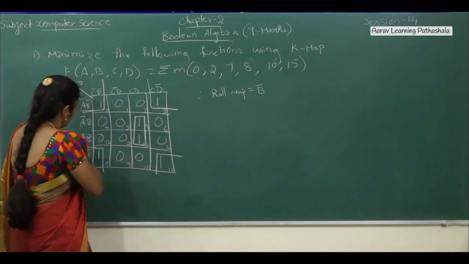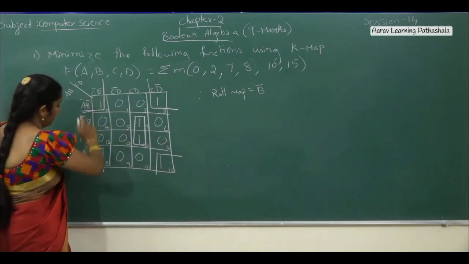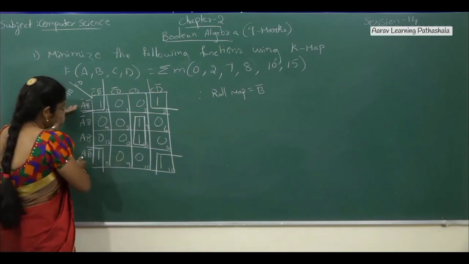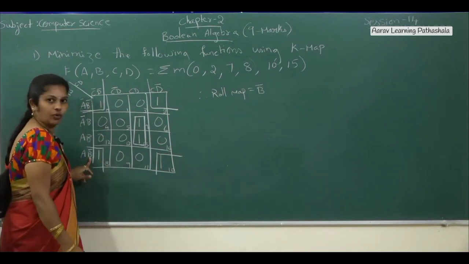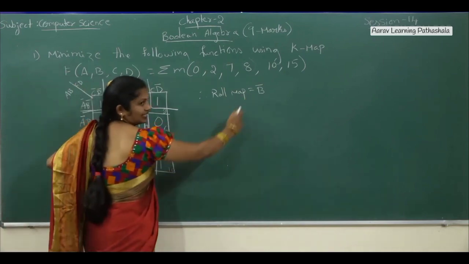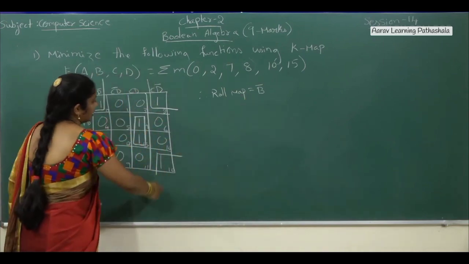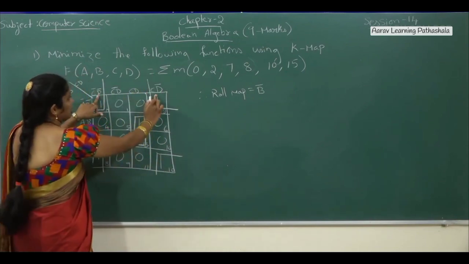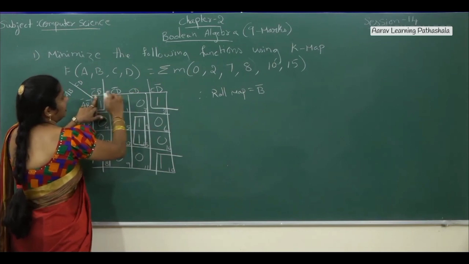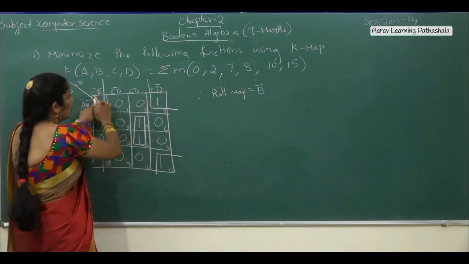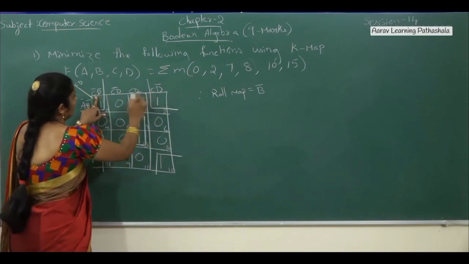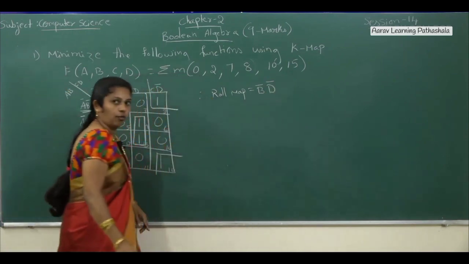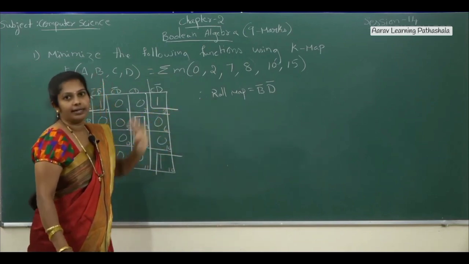First consider the row. On this, see A bar B bar, A B bar. A bar, A will cancel because both are in different format. B bar, here also we have B bar. That's why I write the common factor B bar. Then consider the corresponding column also. We have to consider the first and last column. On these 2 columns, see here C bar D bar, C D bar we have. Which is the common factor? C bar, C will cancel. The common factor will be D bar. Then write down D bar. The row map reduced form is B bar D bar.